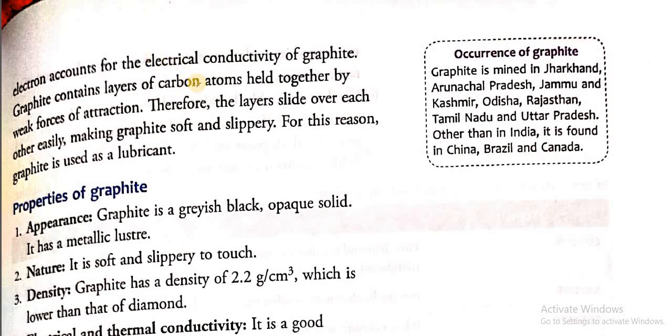Hello class, in our last session we saw the introduction of graphite, that is the second allotrope of carbon. Today we are going to see its occurrence, that means where you can find graphite. Graphite is mined in Jharkhand, Arunachal Pradesh, Jammu and Kashmir, Odisha, Rajasthan, Tamil Nadu and Uttar Pradesh. Other than in India, it is found in China, Brazil and Canada. So here we can find graphite.